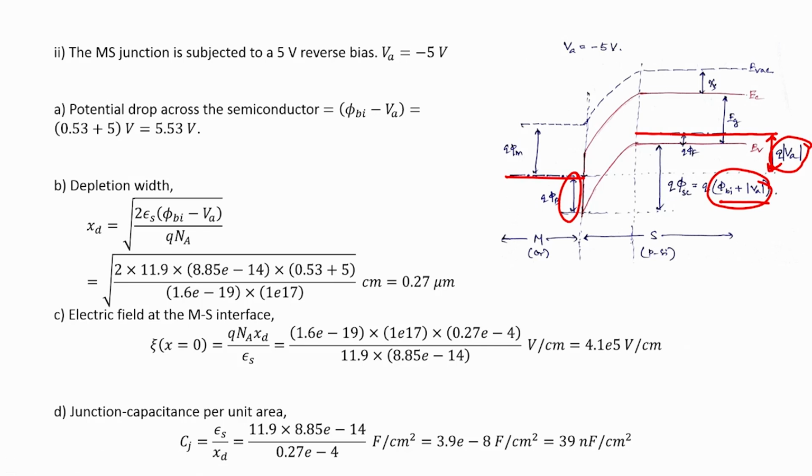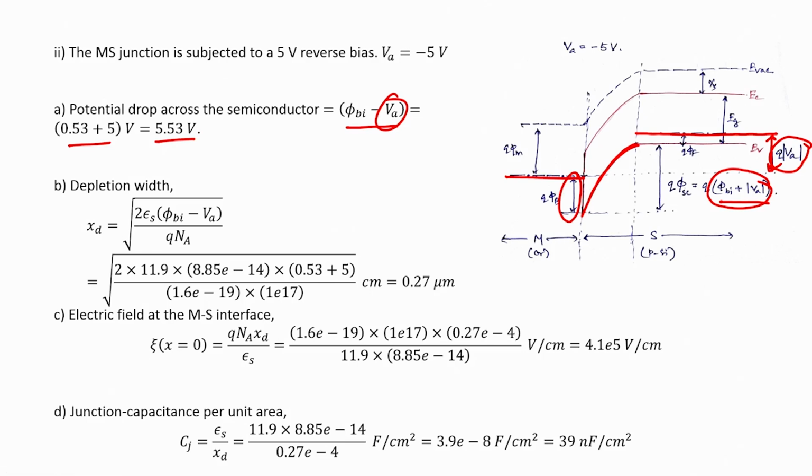So the first part of this question was what is the potential drop across the semiconductor, and that is given by phi Bi minus Va, because now this entire amount of band bending corresponds to the total amount of voltage that drops across the semiconductor. So that is equal to phi Bi plus the magnitude of Va, because here Va is negative. If you plug in those numbers, you can find that the potential drop across the semiconductor is now 5.53 volt.